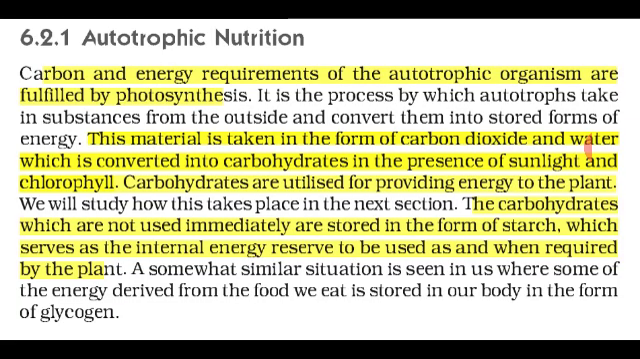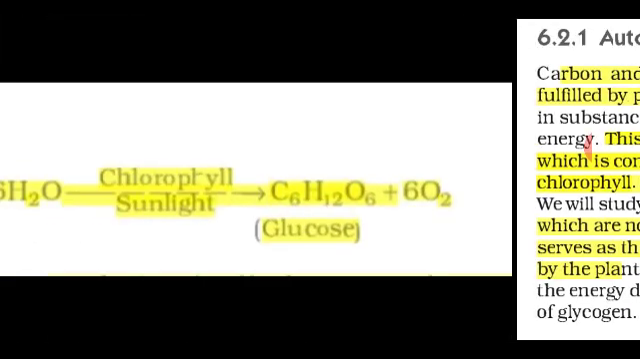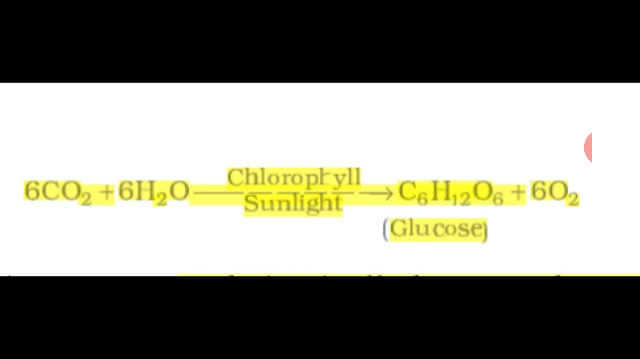They take carbon dioxide from the atmosphere and water from the land usually, and combine them in the presence of sunlight to form carbohydrate. This whole process of preparing food in autotrophs is known as photosynthesis. This is the autotrophic mode of nutrition, and it is observed in plants. In the equation you can see 6 carbon dioxide molecules combined with 6 water molecules in the presence of sunlight and chlorophyll, generating glucose and releasing oxygen.